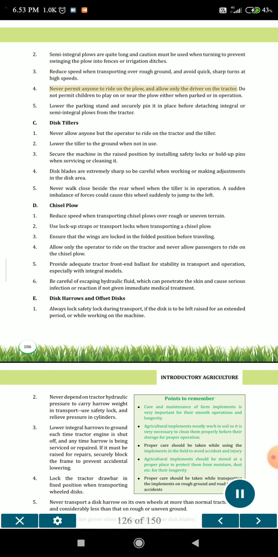4. Never permit anyone to ride on the plow and allow only the driver on the tractor. Do not permit children to play on or near the plow either when parked or in operation. 5. Lower the parking stand and securely pin it in place before detaching integral or semi-integral plows from the tractor.